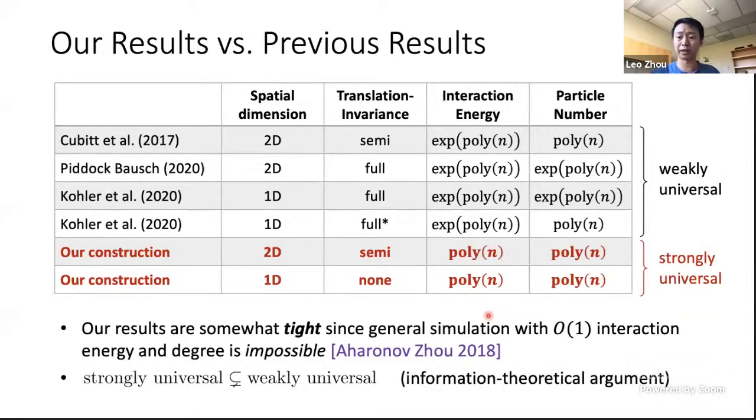And secondly, I will note that the notion of strong universality is a strict subset of weak universality. And this is because there are weakly universal families like these two, which cannot be made strongly universal. And this can be seen via an information theoretical argument because of the fact that these families have a very strict form of translation invariance, where the only free parameter is the number of particles.